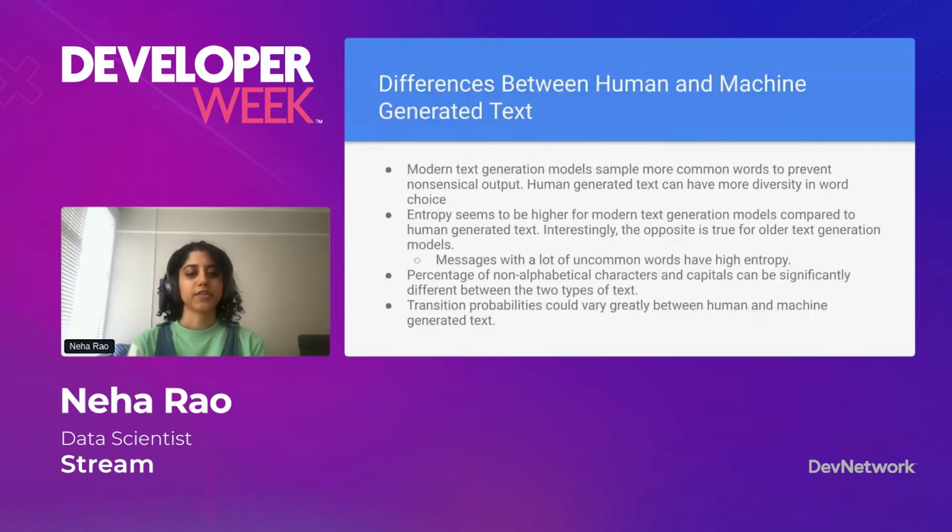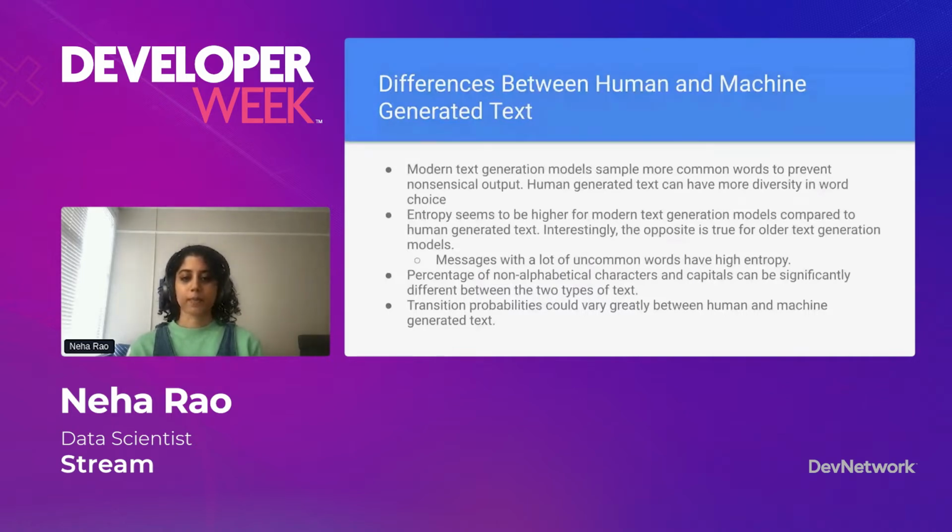We've also looked at using techniques like percentage of non-alphabetical characters. Shout out to Kiara for trying that with commercial spam and inspiring me. And capitals, which can be significantly different between the two types of text. Transition probabilities can also vary greatly between human and machine-generated text. So that basically means, what is the probability that a word is followed by another word.